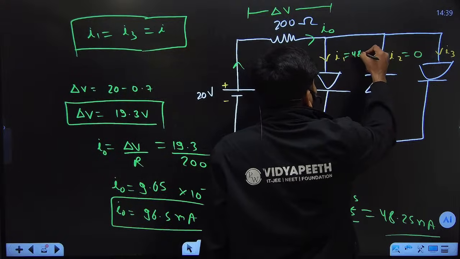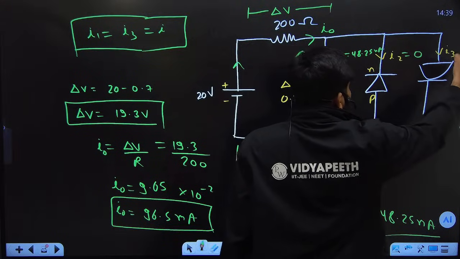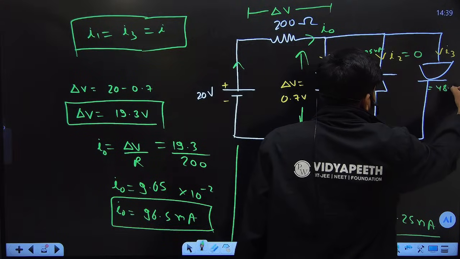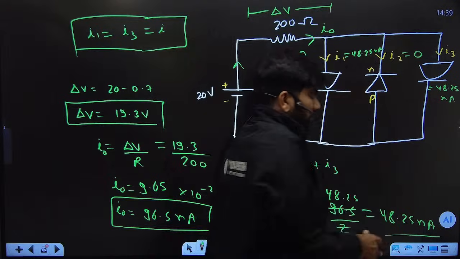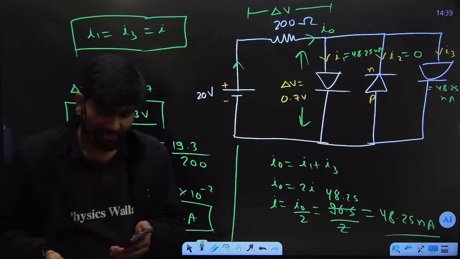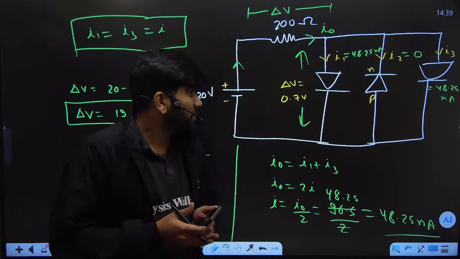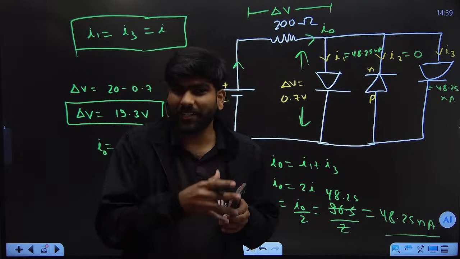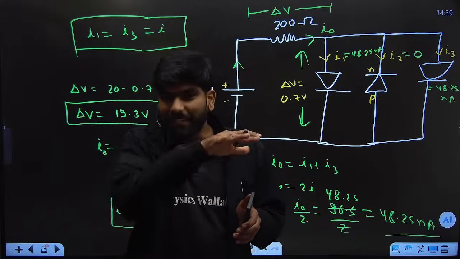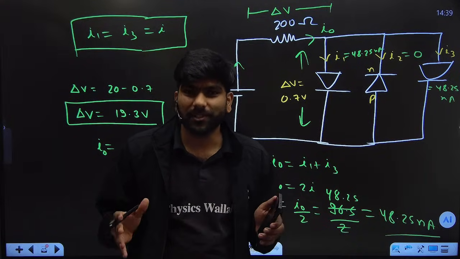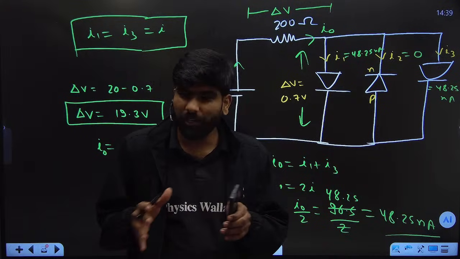48.25, 0, and again 48.25 milliampere. So whichever option has this answer, we'll select this and choose the correct answer. Okay, so this question is a bit calculative, but on the level of difficulty, I will say that this question is a moderate level question.